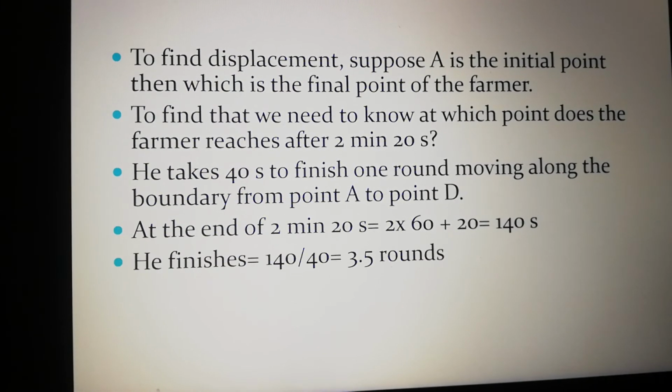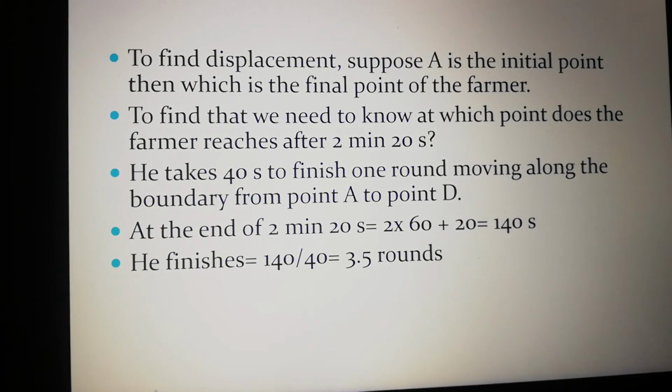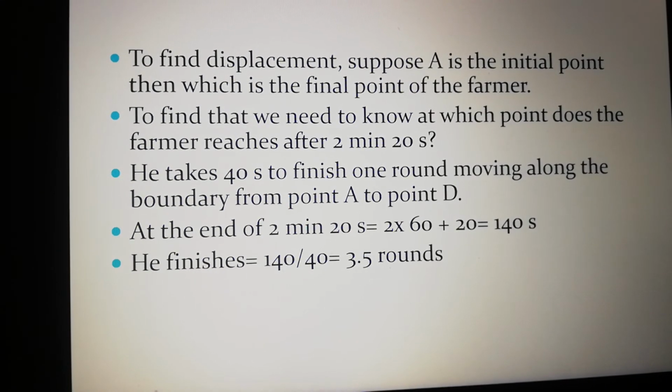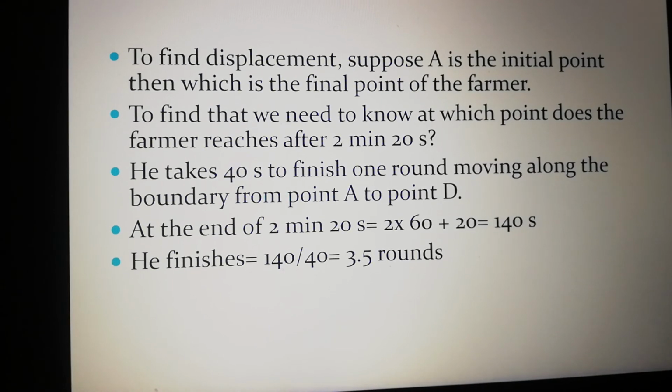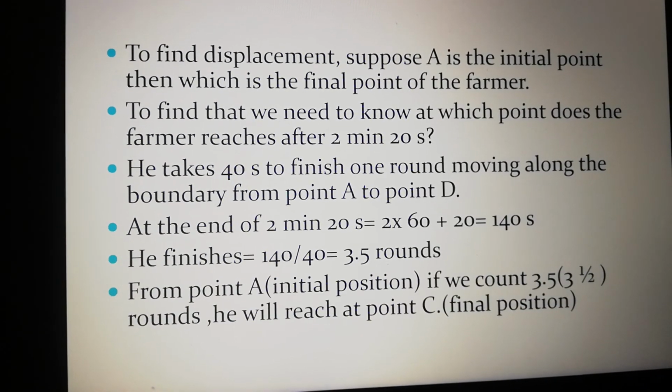That means from point A, which is his initial position, if we count 3.5 rounds, he will be reaching at point C. So point C is his final position. Initial position is A, final position is C.